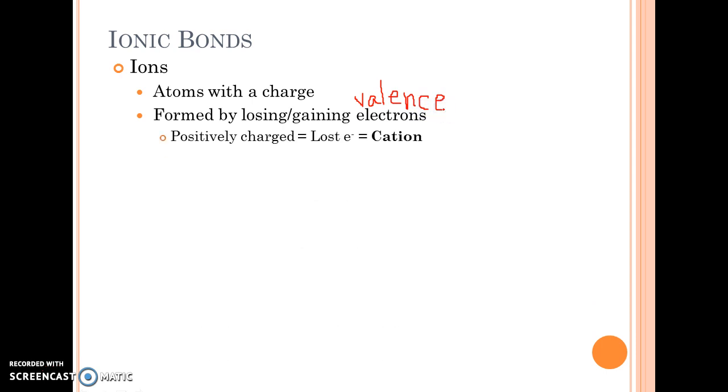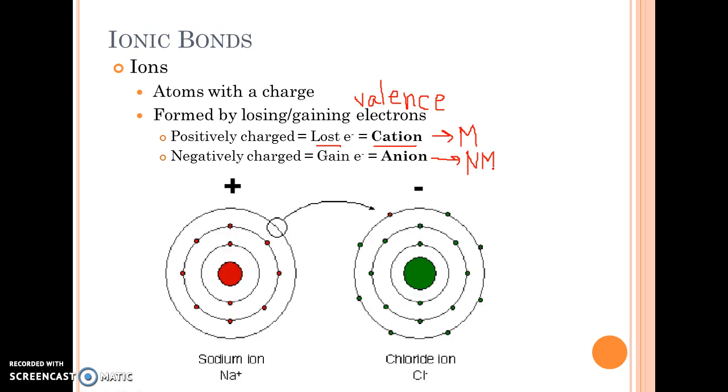If we have a positively charged atom, that's because we have lost electrons, and we call that a cation, as I just mentioned. These are going to be your metals, anything on the left-hand side of the stair-step line on your periodic table. Your negatively charged ions are going to gain electrons. They are called an anion, and these are going to be your nonmetals. So your nonmetals will gain electrons until they have 8. We reviewed the octet rule in the previous video.